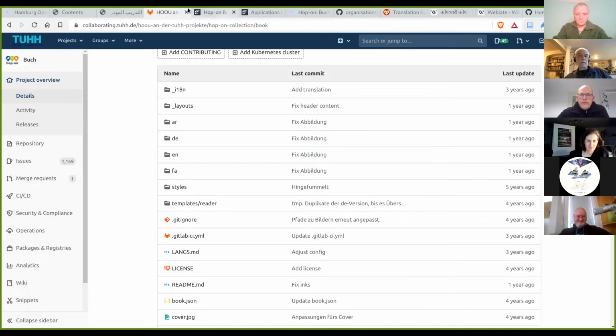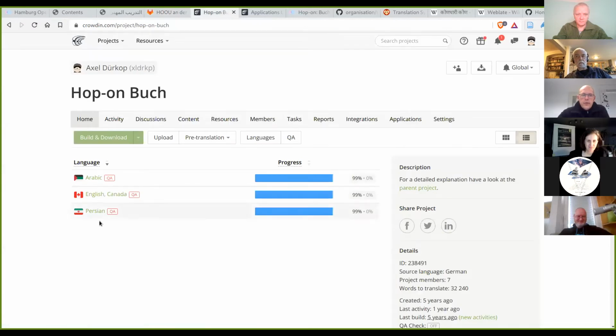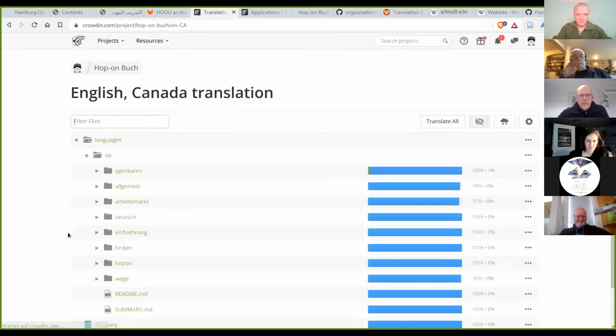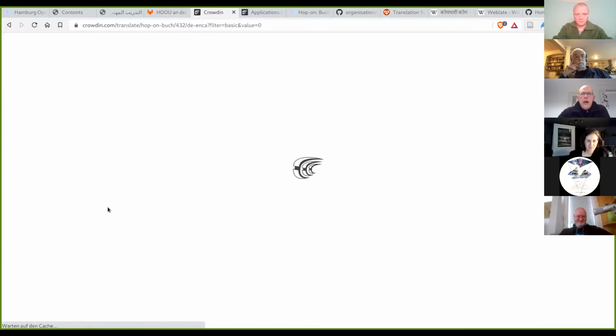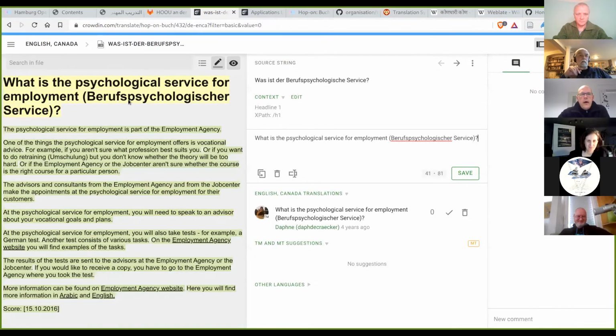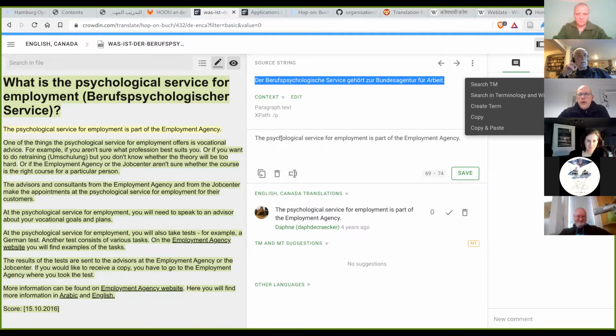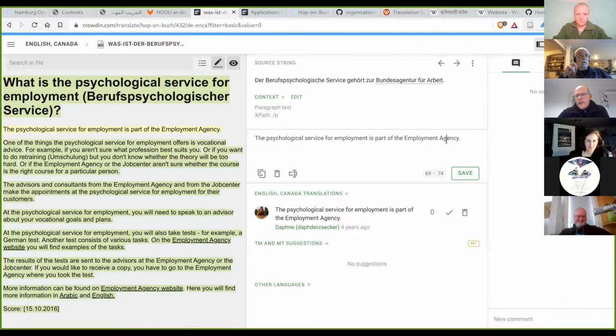And this is what, for example, Crowdin does. I show you an example from some file here. This is a file from the book. And it goes like this. You have a string on the left, this is the original, and then you type in the English or whatever sentence here. And then you go back and you save it.